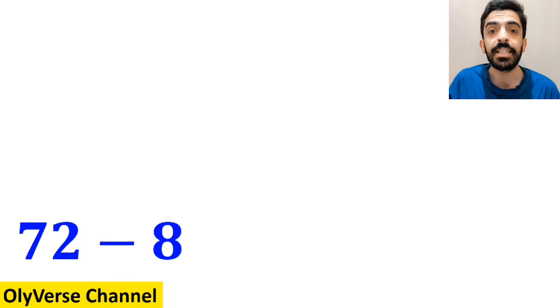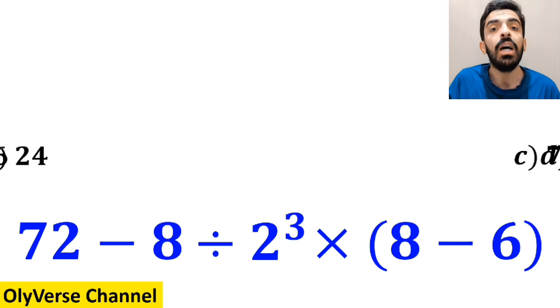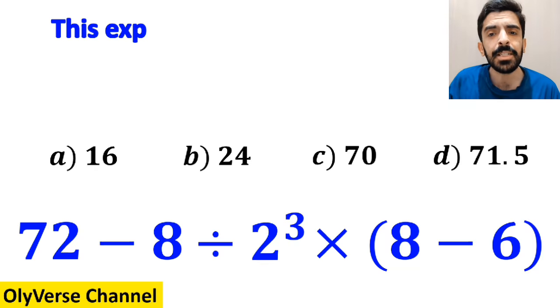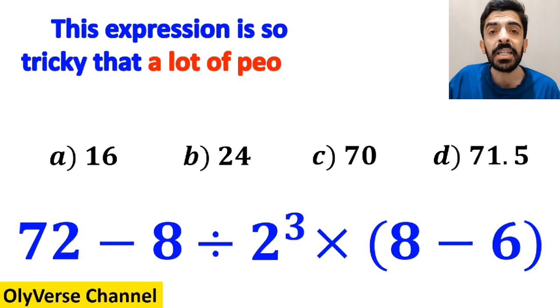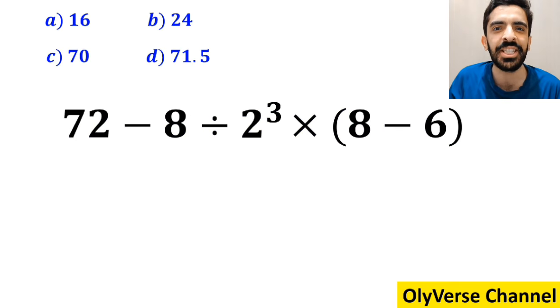What is the value of the expression 72 minus 8 divided by 2 cubed times open parenthesis 8 minus 6 close parenthesis? Which option do you think is the correct answer to this question? This expression is so tricky that a lot of people get the wrong answer. Let's take a closer look and solve it together.